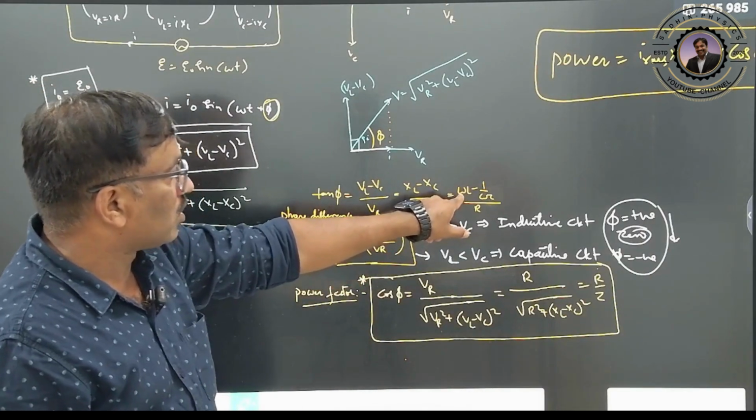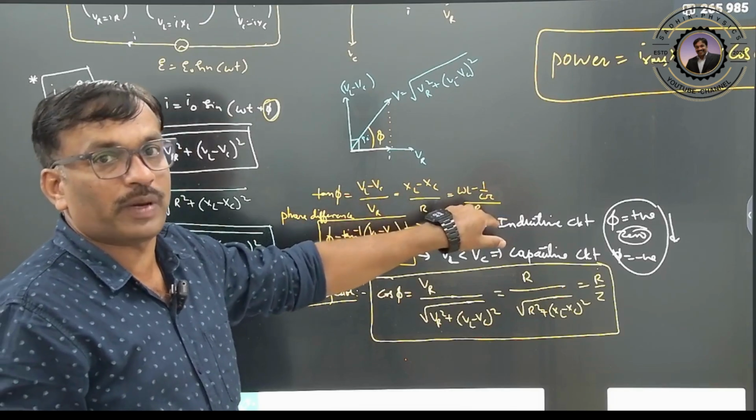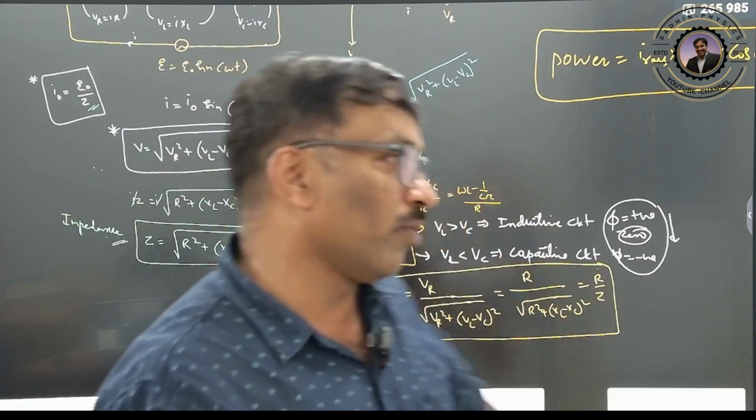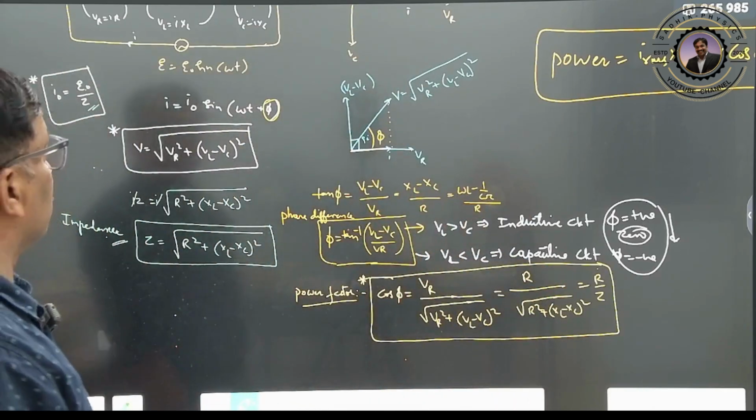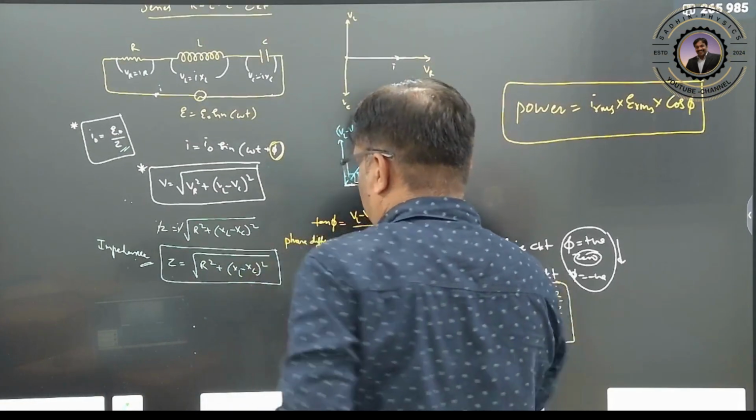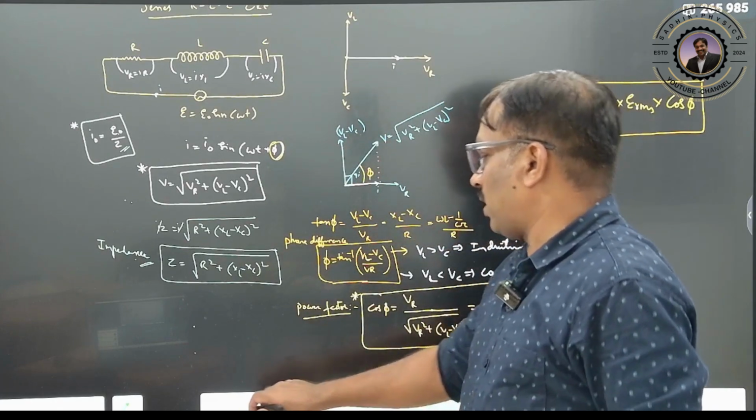Why? Because of omega L and 1 by omega C, that is 2 pi f into L and minus 1 by 2 pi f into C. If you really understand this, then the rest of everything you can calculate very easily.